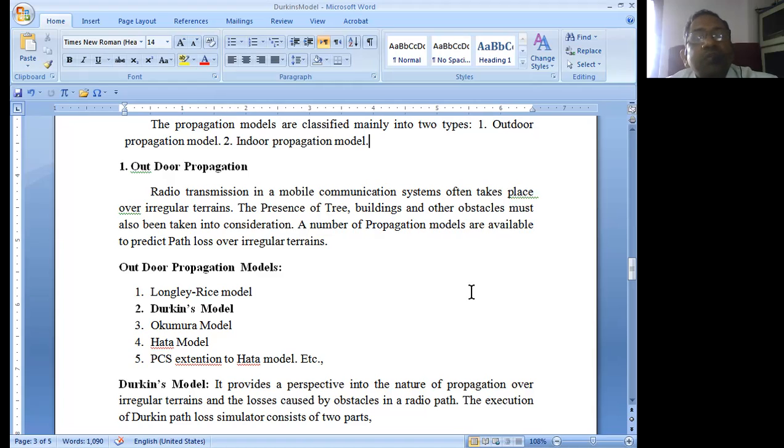The radio waves are transmitted in an unguided medium like free space or the atmosphere. In the atmosphere, the signal deteriorates or gets lost due to various reasons. So here we model the channel, that means we have to characterize the channel.